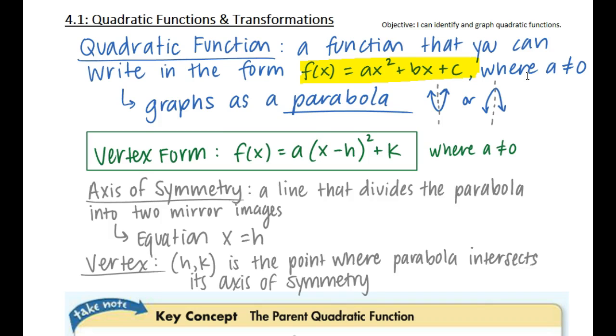And the vertex is in the form h comma k, so it's a coordinate. And the vertex is the point where the parabola intersects its axis of symmetry. It's also the place where the parabola changes direction.